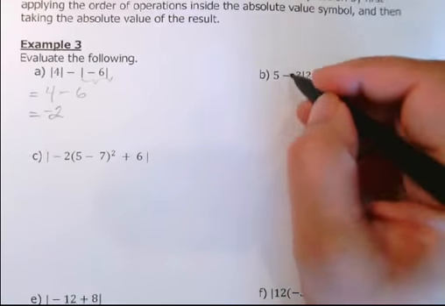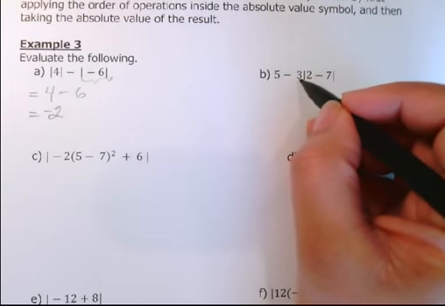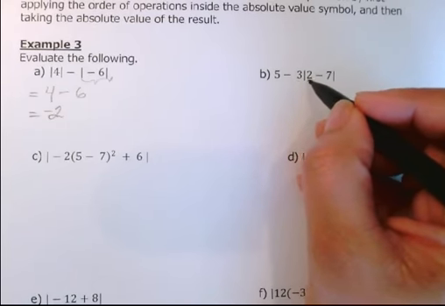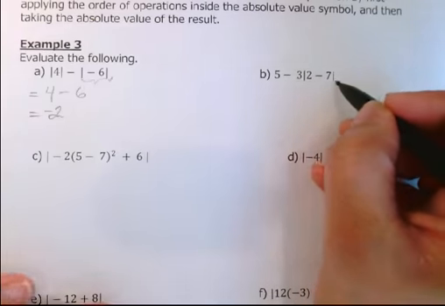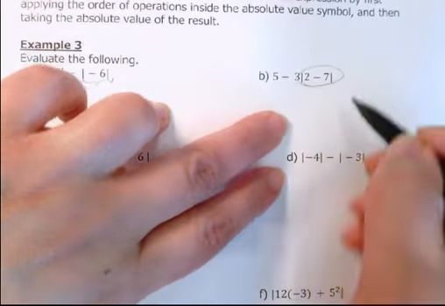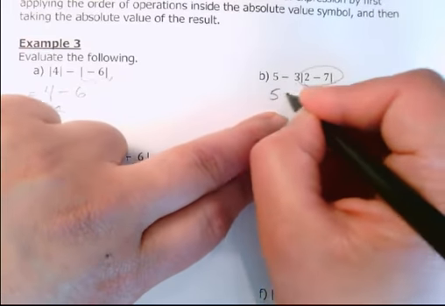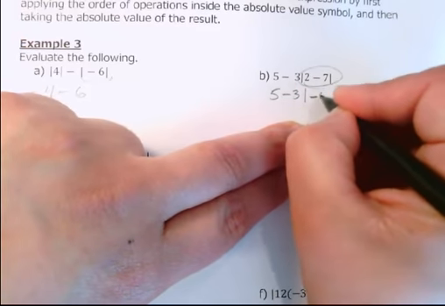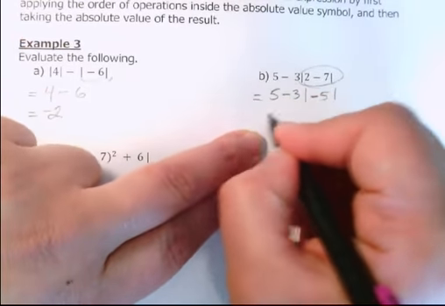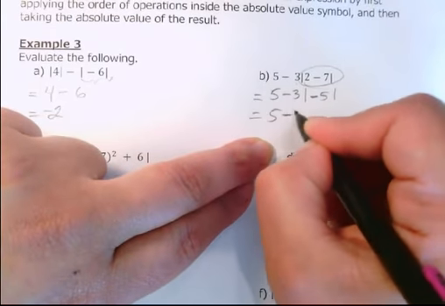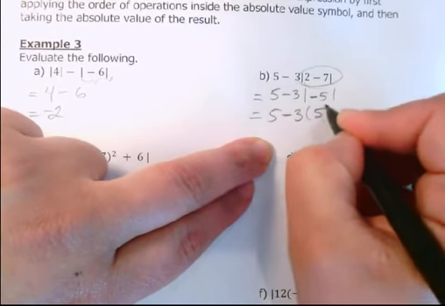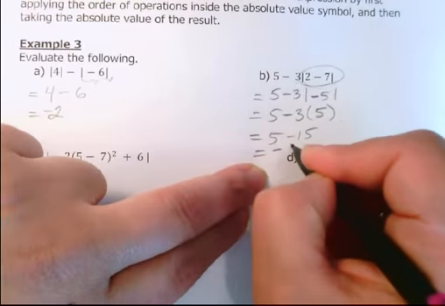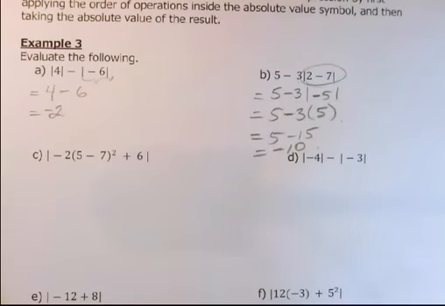All right, now here we've got 5 minus 3 times the absolute value of 2 minus 7. Now you need to figure out this part first before you go any further. So just rewrite everything else and figure out what's inside of the absolute value symbols. That's minus 5. And working out the absolute value, this basically turns into a 5. So now you have 5 minus 15, and that gives you negative 10 as your answer.